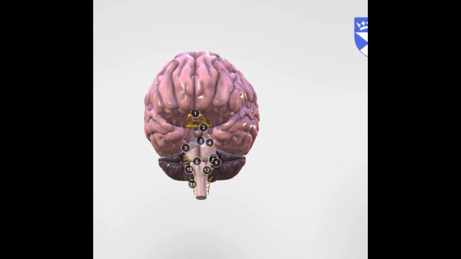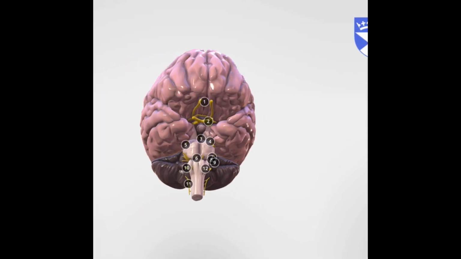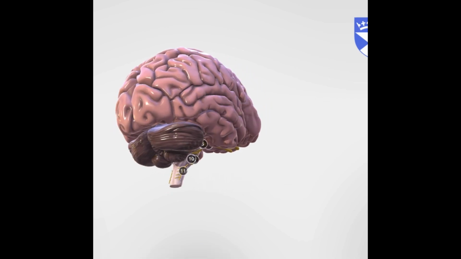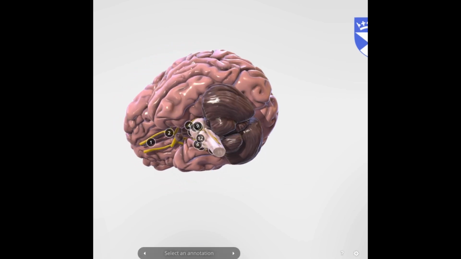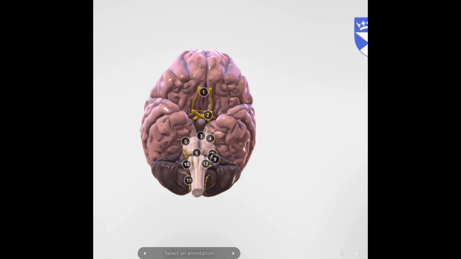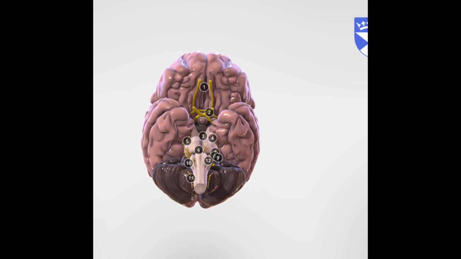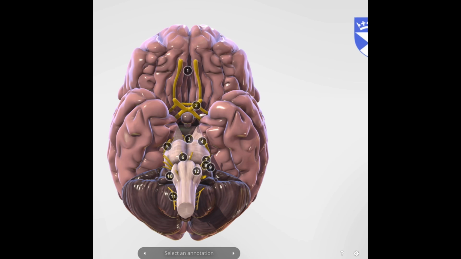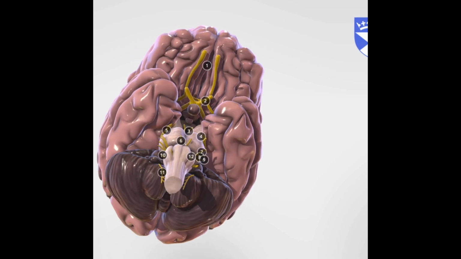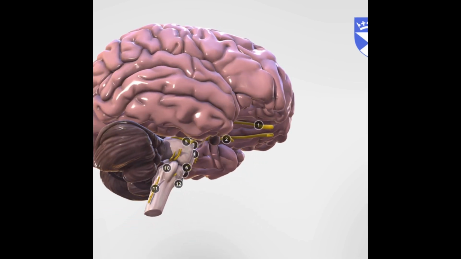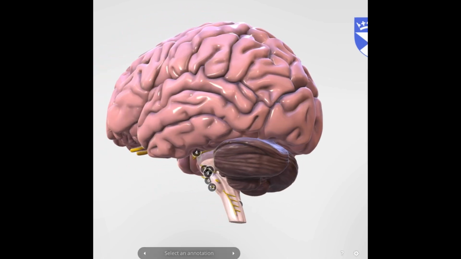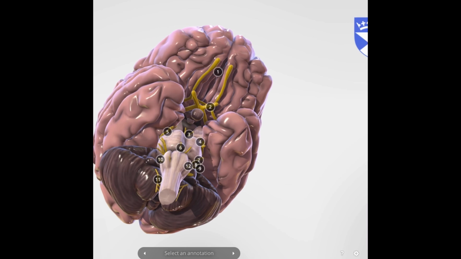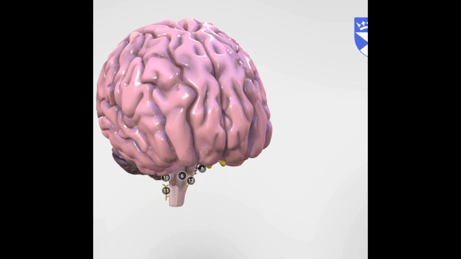Now we will see the 3D animation of the cranial nerves. So let's see. This is the brain and below it there are cranial nerves. So these are the 12 cranial nerves. 1, 2, 3, 4. Count till 12. So this is the 3D animation of the cranial nerves. I hope you could imagine how the cranial nerves are situated.